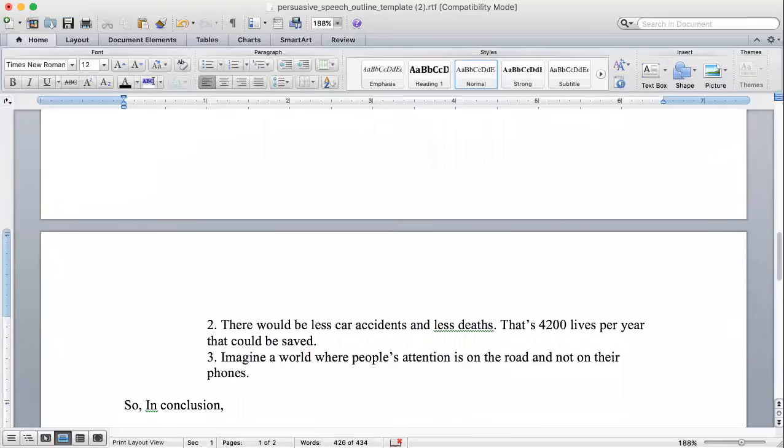Now, in readings with Monroe's motivated sequence, they like to talk about how you can explain the negatives within the visualization. So you can explain what happens if your solution isn't enacted. And in my opinion, that's just restating the problem. I actually don't like to see that because I feel like the visualization should be leaving the audience, since this is your last main point, with hope for the future if your solution's enacted, and not fear for the future if your solution isn't enacted.